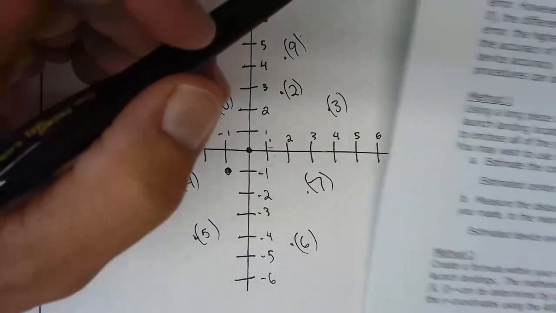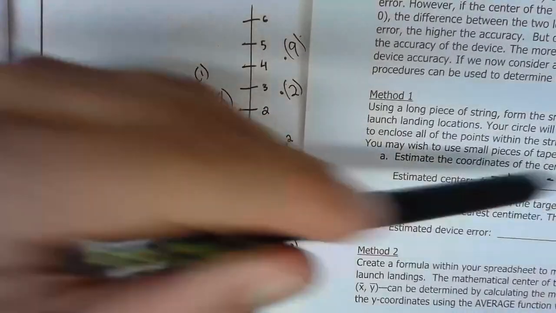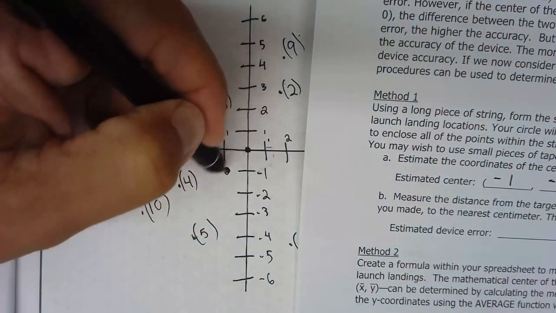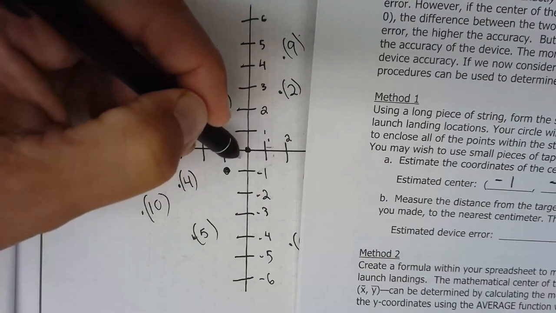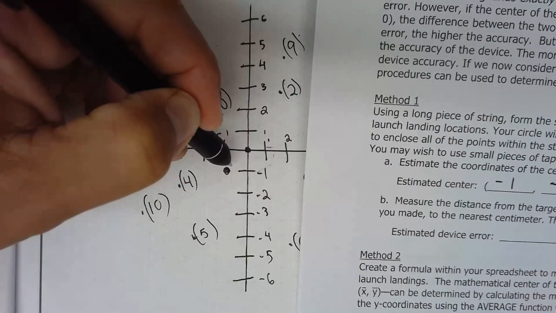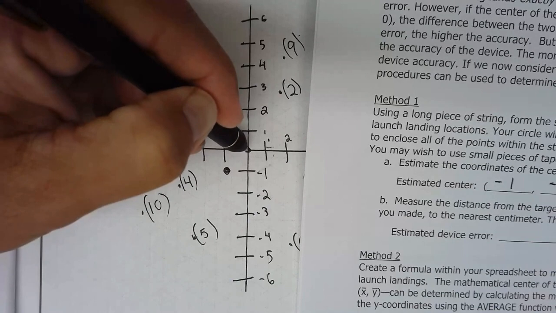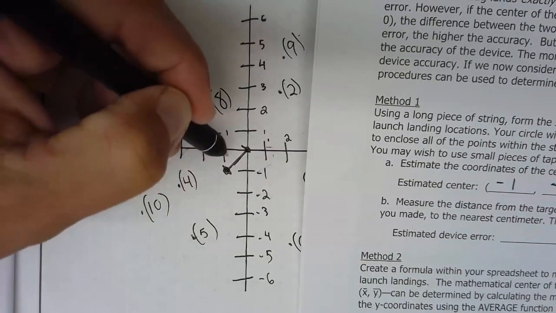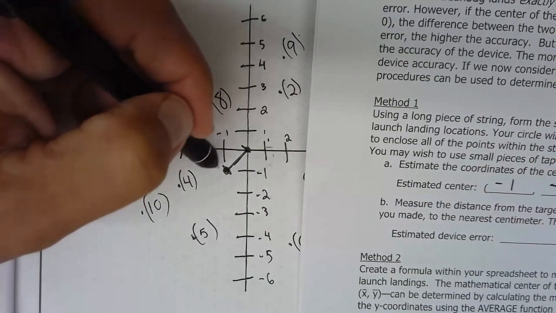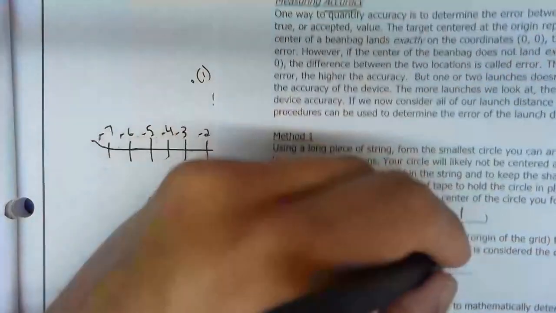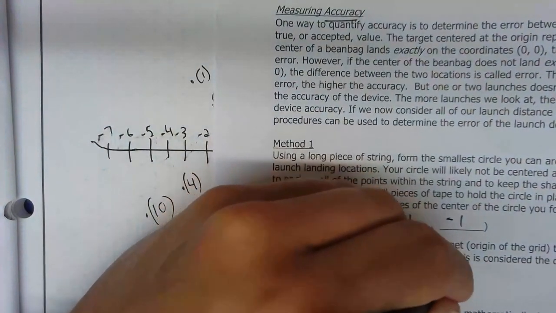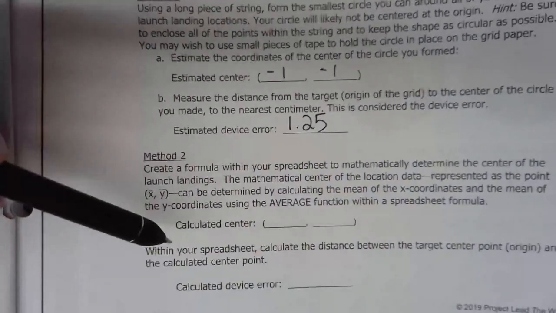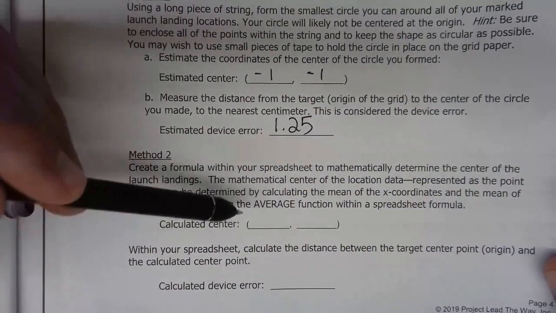Then I'm going to measure the distance from the target to the center of the circle you made. Right here, I'm going to measure this distance, and that is going to be the device error. So here to here. I will measure that with a ruler, and I got an estimated device error of 1.25.